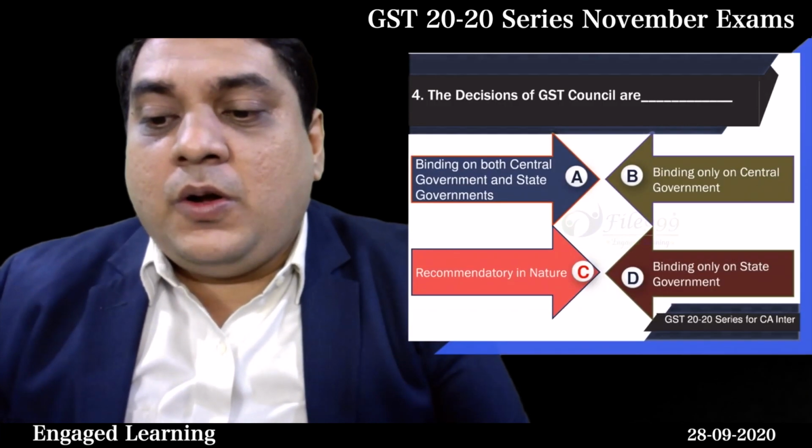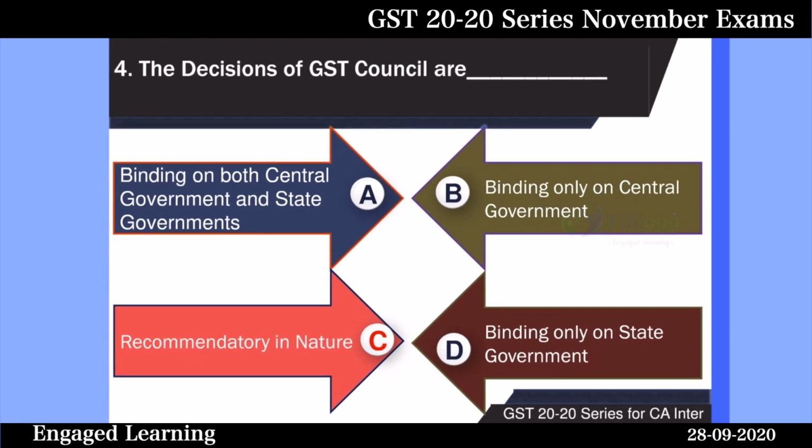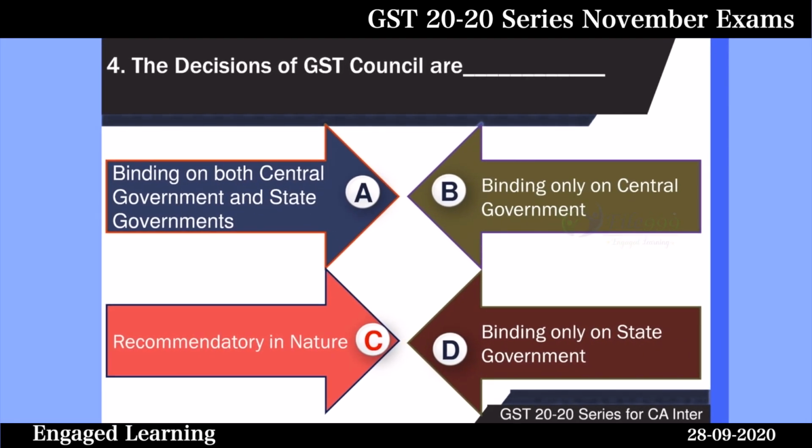Next question on your computer screen. The decisions of GST Council are: Option A, binding on both central government and state governments. Option B, binding only on central government. Option C, recommendatory in nature. Option D, binding only on state government.